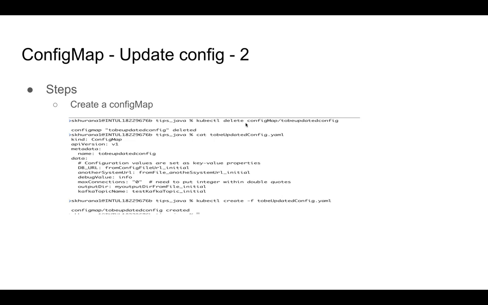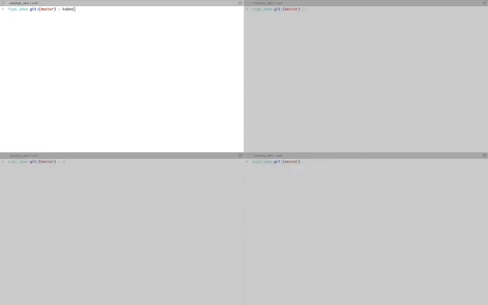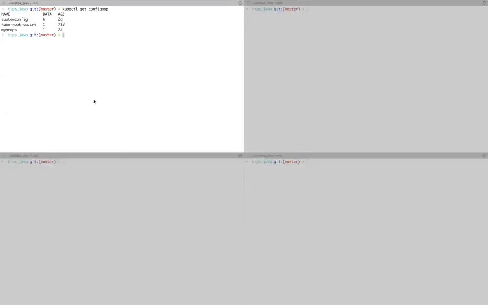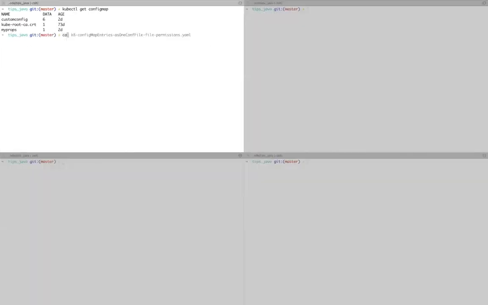So this is the config map which I'm using. Let me see if I have already created this. If it's created, I will delete it. So kubectl get config map, I will get all the config maps. Now this config map I have not created, to be updated config, so I can create it now. There is a YAML file for it, so let's see that YAML file.